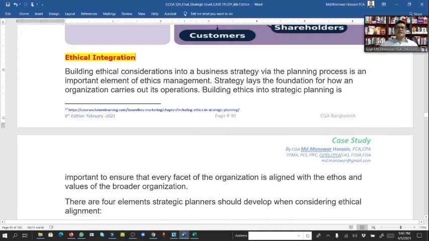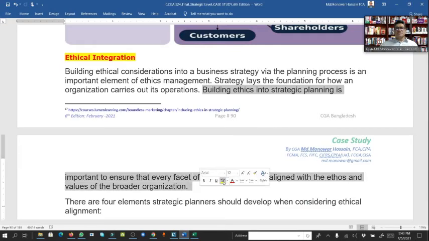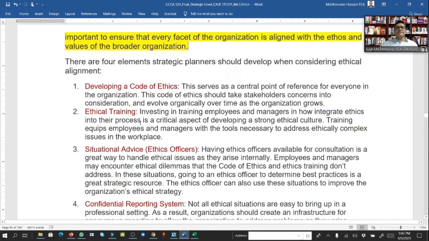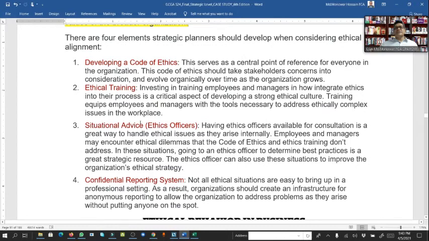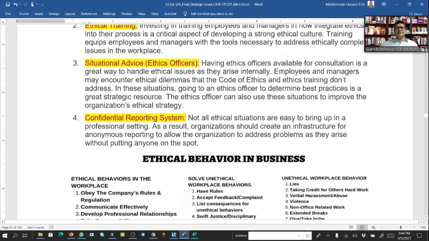Here it says, building ethical integration into the planning and implementation factor within the organization. There are four elements. Strategic planning should be developed considering ethical alignment, also developing a code of ethics, ethical training needs, situational avoidance, effective officers, a confidential reporting system required, etc. Those are the four elements.